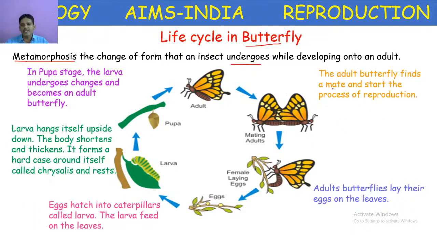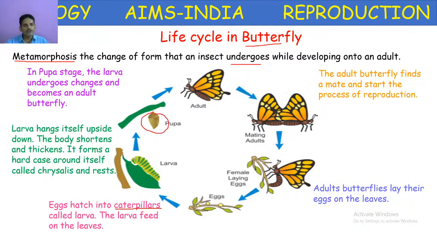So the adult butterflies find a mate and start the process of reproduction. Then adult butterflies lay their eggs on the leaves. The female lays the eggs on the trees. These eggs contain a glue-like substance so that they can attach to the leaves. Later, these eggs hatch into caterpillars called larvae. The larva of a butterfly is called a caterpillar. The larva feeds on the leaves. The larva hangs itself upside down. The body shortens and thickens, and it forms a hard case around itself called chrysalis and rests.